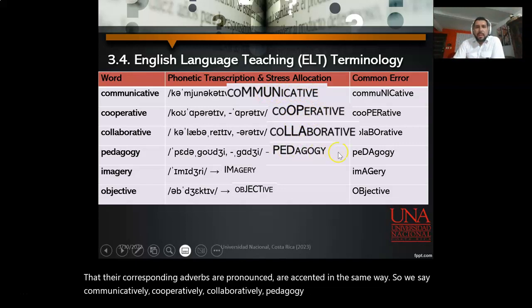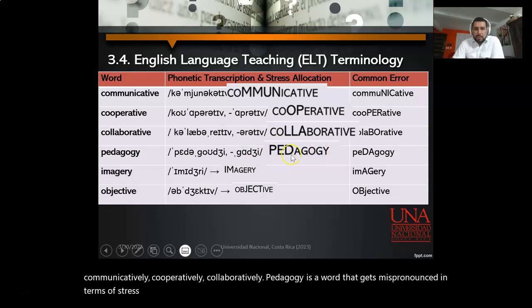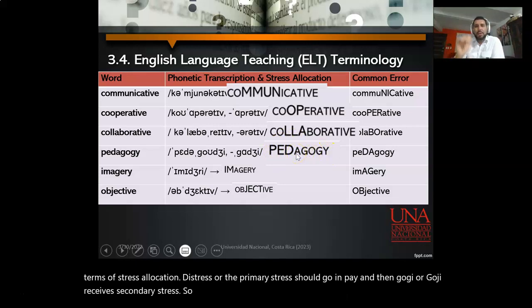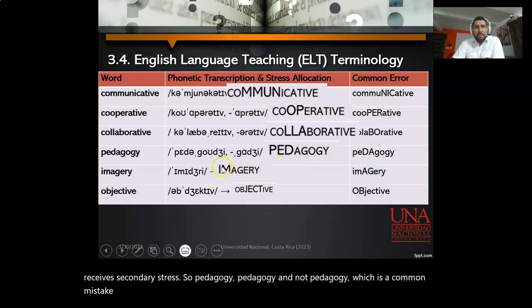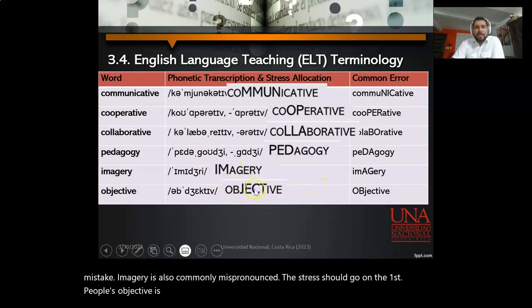Pedagogy is a word that gets mispronounced in terms of stress allocation. The primary stress should go in pe, and then the go and gy receive secondary stress. So pedagogy, and not pedagogy, which is a common mistake. Imagery is also commonly mispronounced. The stress should go on the first syllable. Objective is also commonly mispronounced. The stress should go on the second syllable and not on the first one.